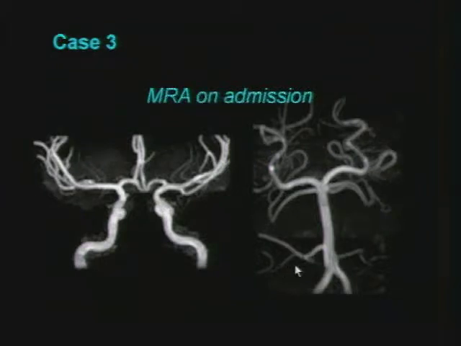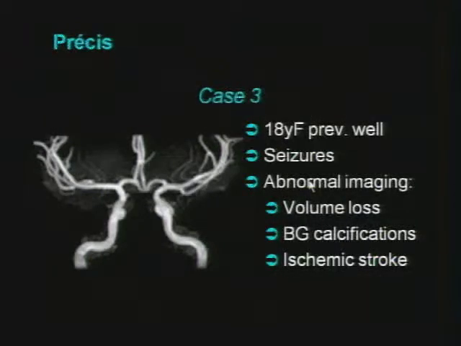Gorgeous vessels. This is a really pretty MRA. Okay, nice duplicated superior cerebellar artery on the left. We don't see any abnormality of the posterior cerebral arteries to explain an occipital infarct. So we have an 18-year-old woman who's been well until a week ago when she developed seizures. On her imaging, she has diffuse volume loss, she has basal ganglia calcifications, and she has an ischemic stroke.